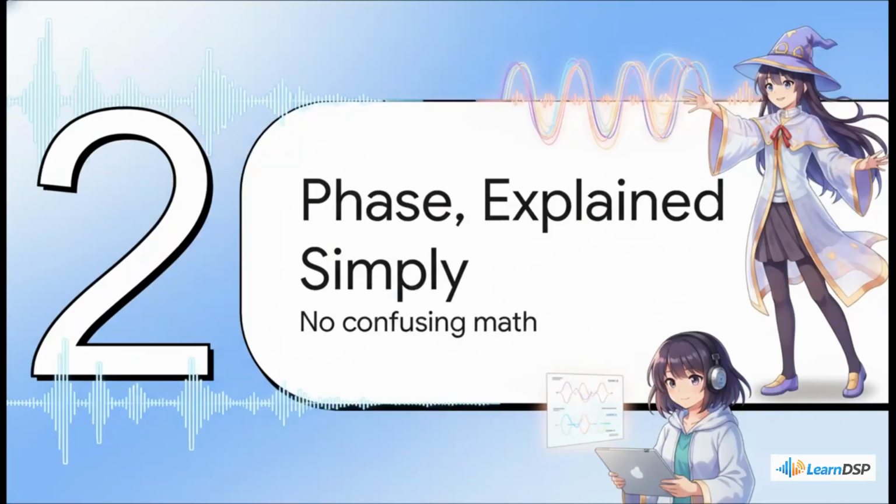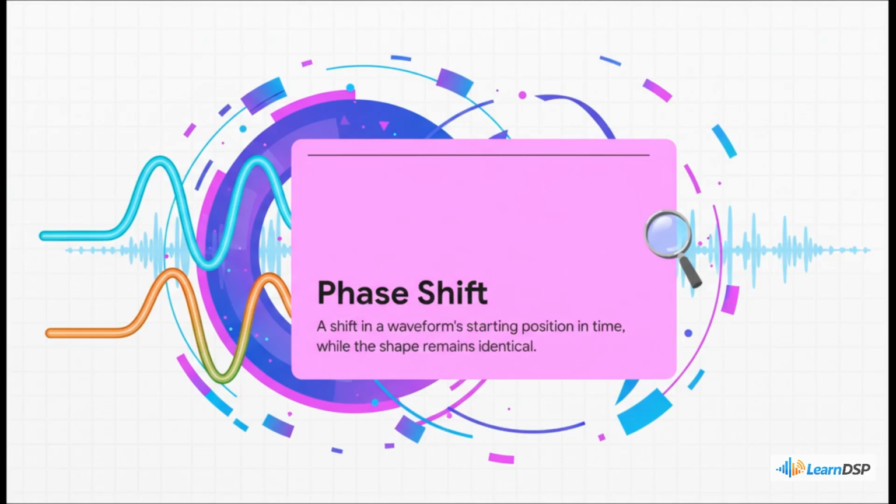Okay, so what is phase, really? Let's just break it down. No confusing math, I promise. We're just going to get right to the heart of what it actually means for a sound wave. Just picture a simple, pure tone, like a perfect sine wave, right? Now, what if we take that wave and just nudge it a little bit forward or a little bit backward in time? The shape of the wave doesn't change at all. It's still a perfect sine wave, but its starting point has moved. That little change, that little time shift, that's what we call phase shift.